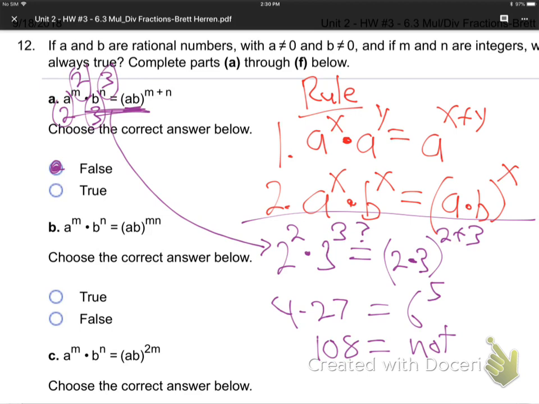Is that good? Everybody see that? So I would just put in numbers. Everybody see what I did? I made A2 and M2, B3 and N3, and just worked out the left side, worked out the right side. It wasn't true. It's not a true rule. I'll let you test B and C the same.